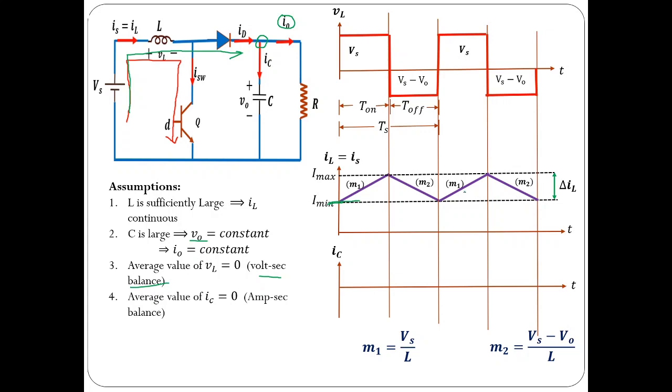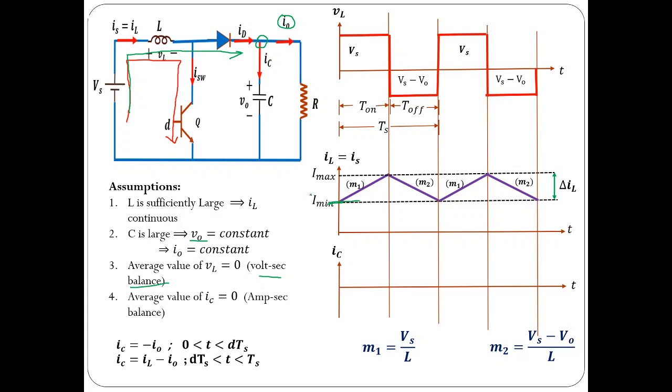So there is a ripple in the current through the inductance. You can see this is the ripple. And what is that value? That is indicated by delta IL, which is equal to I max minus I min, where I max and I min are the maximum and minimum values of current through the inductor during the operation of the boost converter.